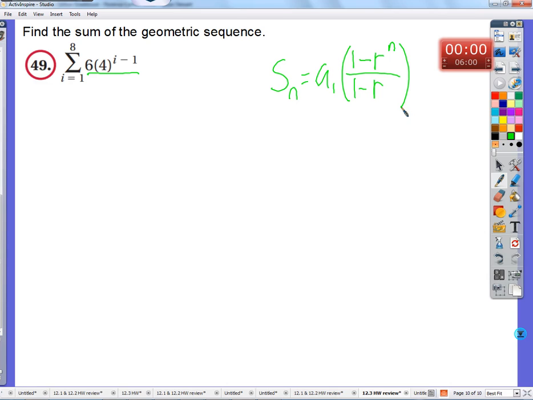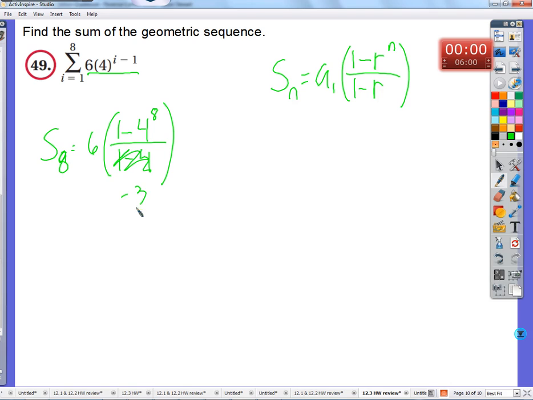So you've got to figure out all this stuff. What's the first number in the string of numbers that we're going to add together? 6. We put a 1 there, 1 minus 1 is 0, 4 to the 0 is 1, 6 times 1 is 6. So S sub 8 equals 6 times 1 minus, what's r? 4. That's part of the rule, saying what r is, so that's an easy given thing. 4 to the 8th power over 1 minus 4.